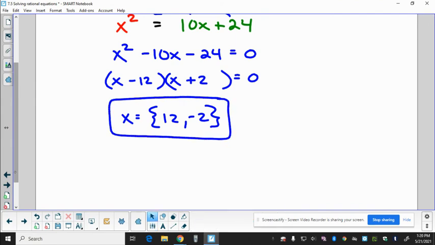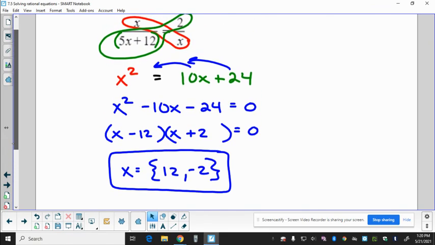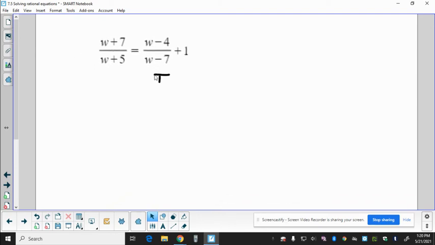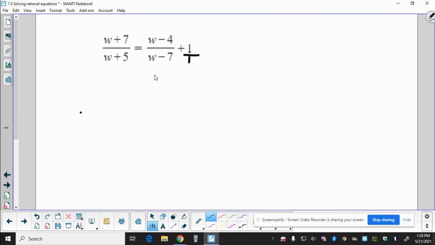Ended up being quadratic. So a proportion was a great idea to use there. Can't use a proportion here. Cannot. So what we're going to need to do is go through our process. I don't think there's any factoring that can be done either.